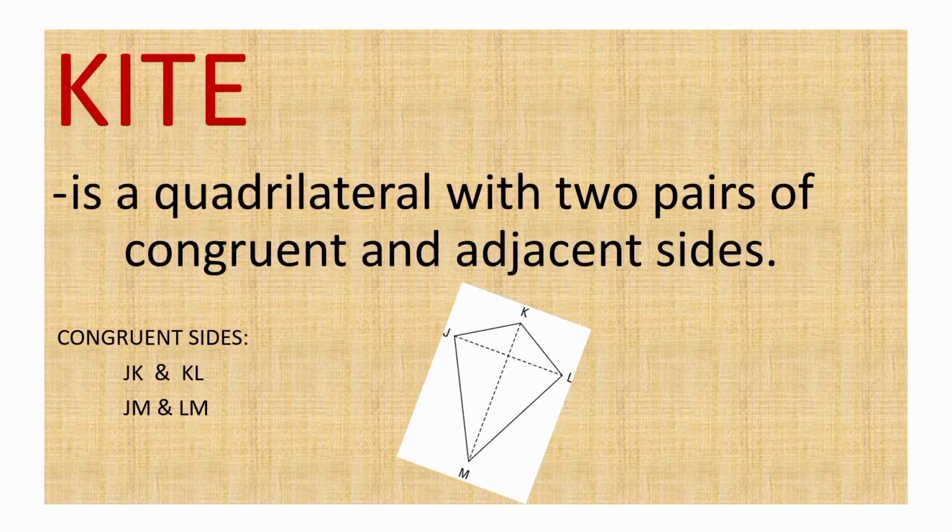Another quadrilateral that we have to focus on is the kite. Remember, it is a quadrilateral with two pairs of congruent and adjacent sides. So, in the given kite JKLM, the congruent sides are side JK and side KL, side JM and side LM.